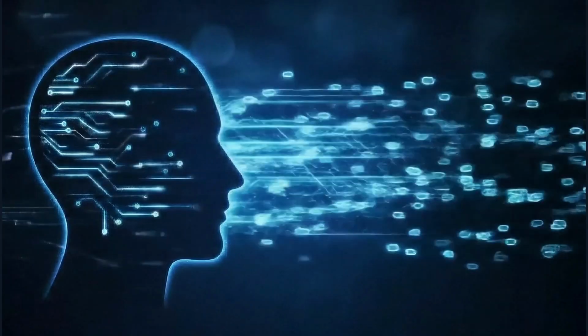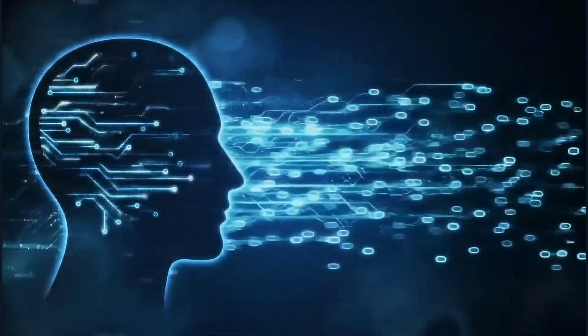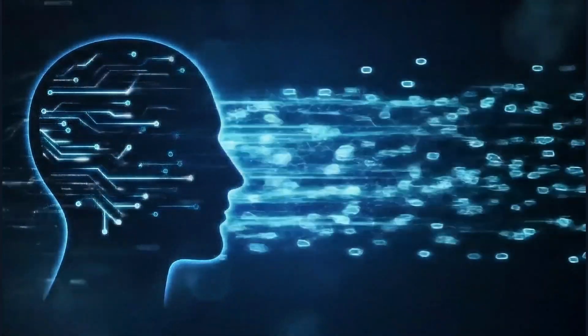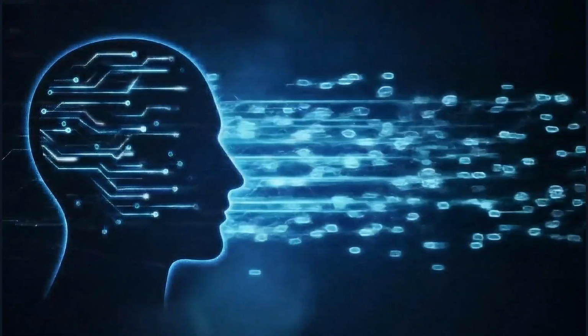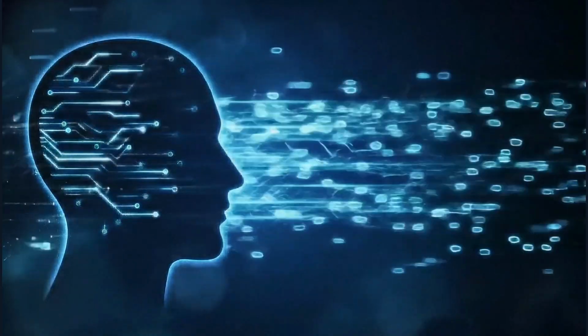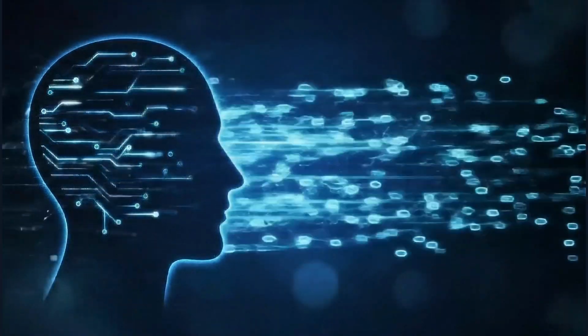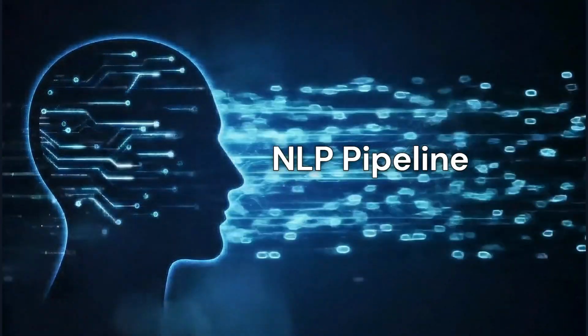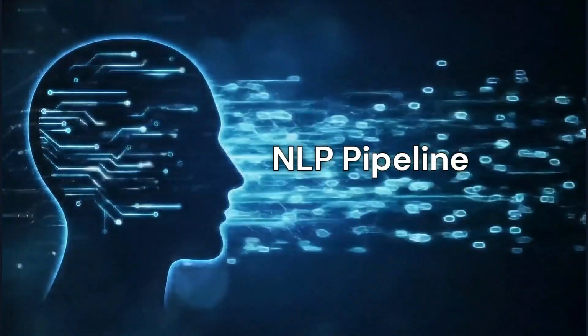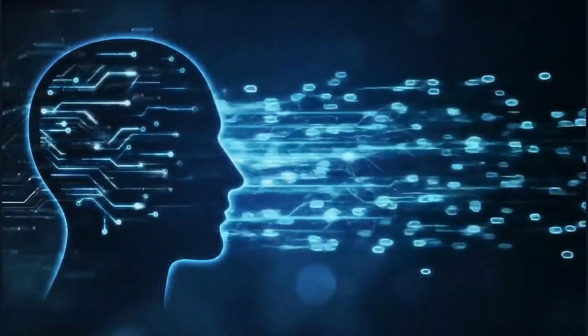The answer is no. Computers do not understand human language naturally like humans do. For a computer, a sentence is simply a collection of characters and words. Before understanding the meaning, the text must pass through multiple processing stages. This complete process is called the NLP pipeline. In today's video, we are going to understand the complete NLP pipeline from a chatbot perspective.